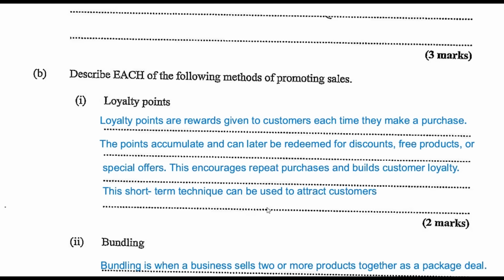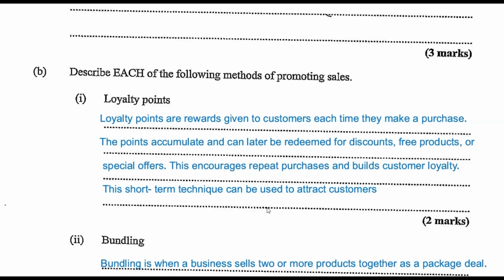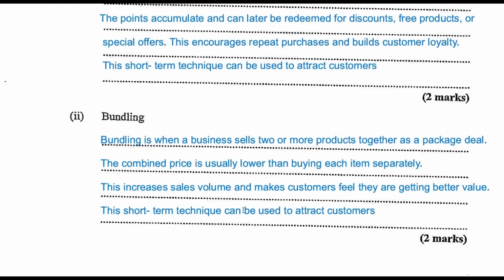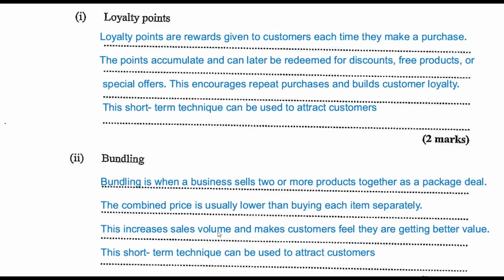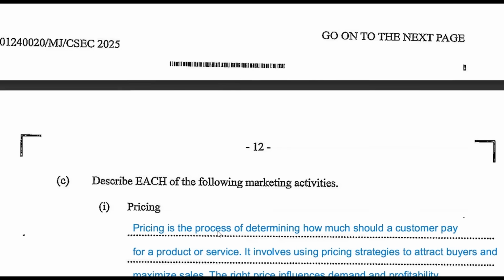Good job. Now, another way of promoting sales will be bundling, guys. Bundling is when a business sells two or more products together as a package deal. The combined price is usually lower than buying each item separately. This increases sales volume and makes customers feel that they're getting a better value for their money. This short-term technique can be used to attract customers. Good job, guys. So let's continue moving along.